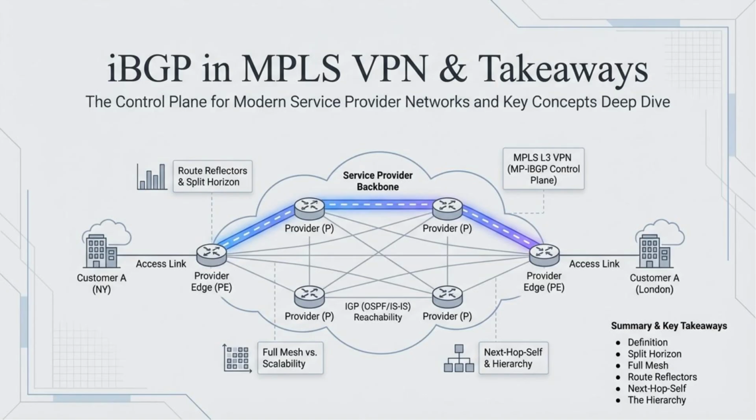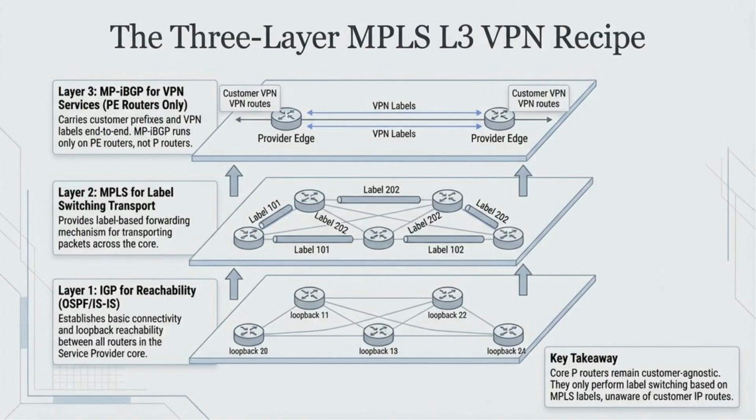The service provider has a massive backbone. We run OSPF in the core just to get the provider routers talking. Then we run MPLS. Finally, we run multi-protocol iBGP, MP-iBGP, between the provider edge routers. We do not run iBGP on every router in the core, the P routers. We only run it on the edges and use route reflectors.